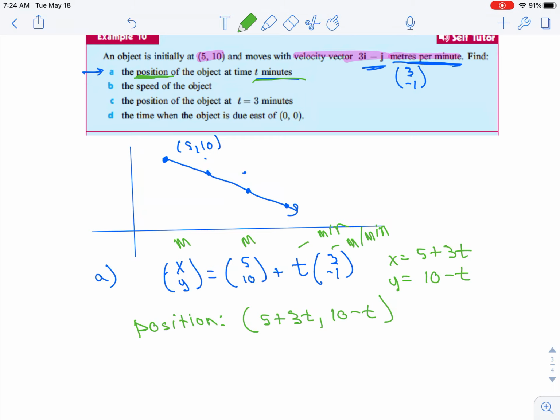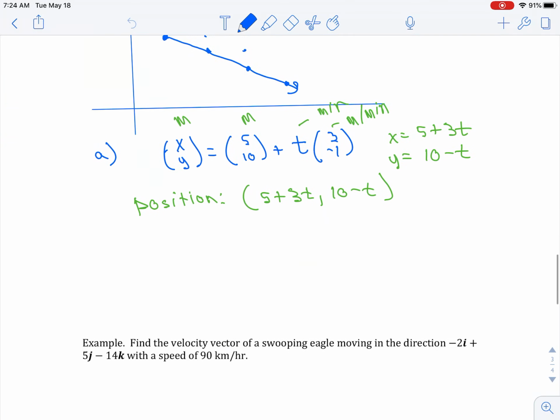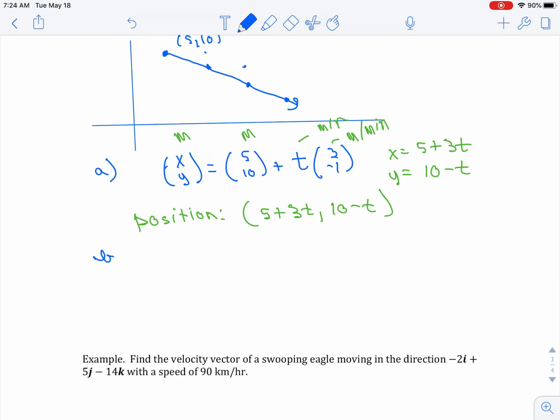All right, then for B, they ask us for the speed of the vector. The speed is the magnitude of the velocity vector, which is (3, -1). So that's the square root of 9 plus 1, so the square root of 10. And that also will be in meters per minute.